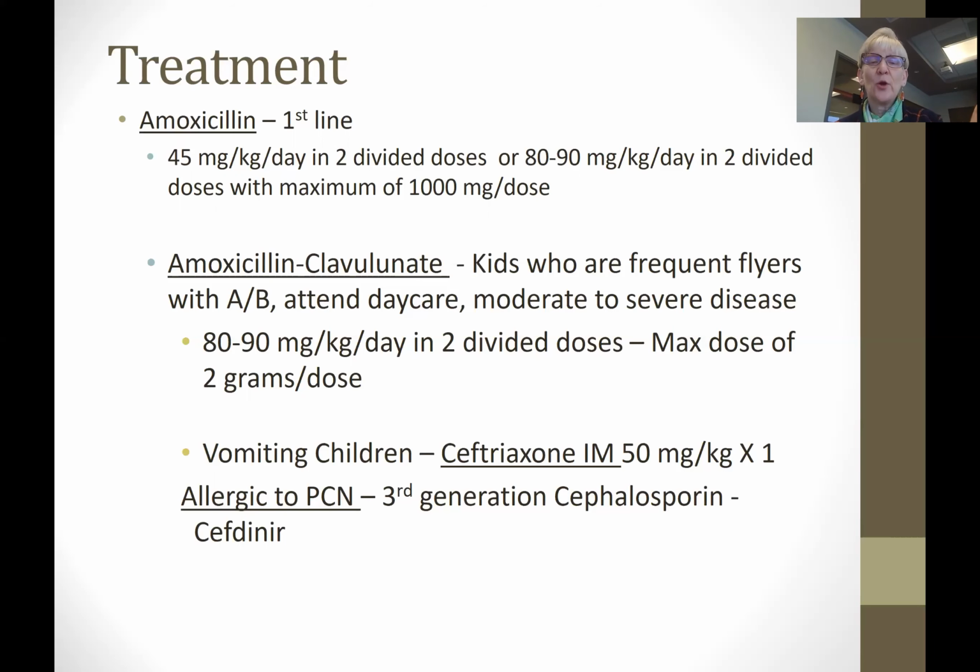Even though amoxicillin is your first line, amoxiclav is great. If you've got kids who are coming in that are frequent flyers, that have antibiotics frequently, or if they're in daycare, or if they have that moderate to severe disease and their face just hurts and they're older, you can do amoxiclav at 80 to 90 mg per kg per day in 2 divided doses with a max dose of 2 grams per dose.